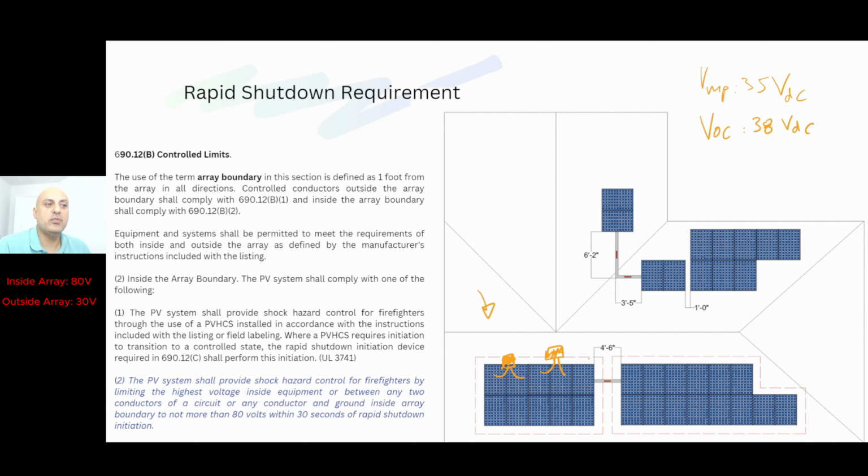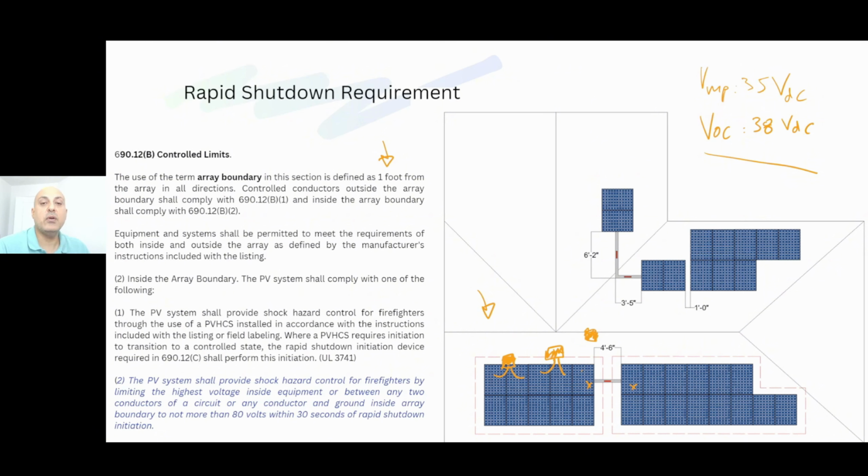If I want to use this same rapid shutdown, can I connect these 2 panels together, like this one and this one? And sadly, we cannot do it. Why? Because the distance between these 2 panels exceeds the array boundary of 1 foot. And the maximum voltage that I can get from one panel is 38 volts DC, a little bit more depending on the temperature correction, but that's the main idea. So I cannot connect both of those panels into one rapid shutdown.